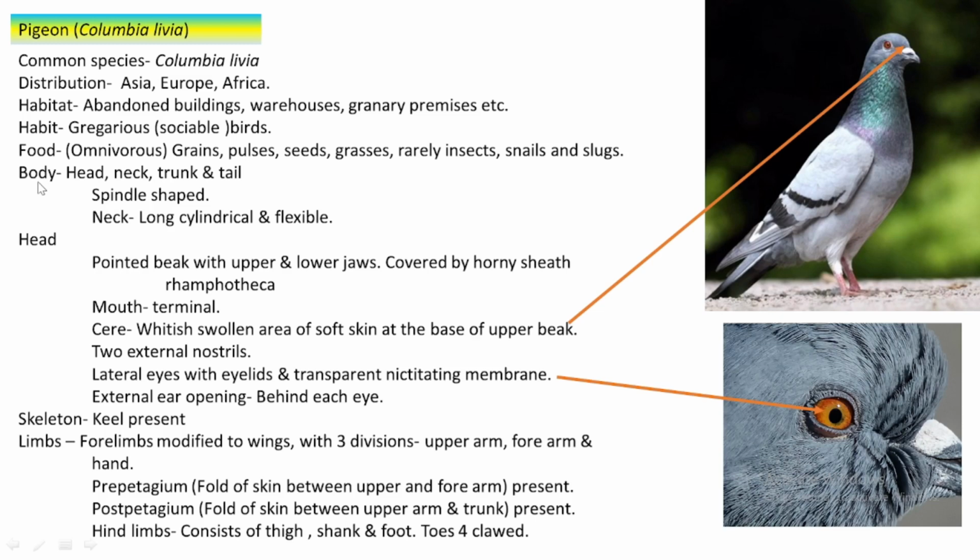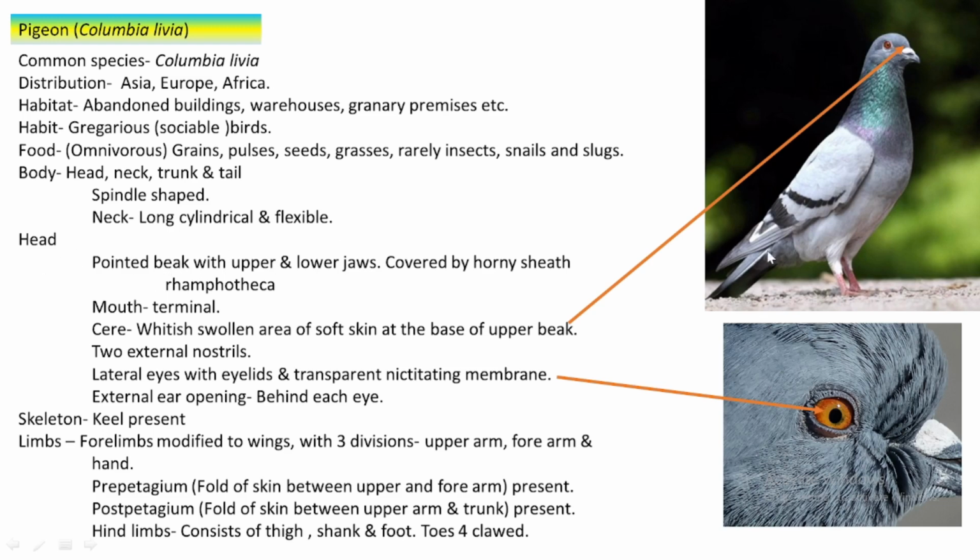The body can be divided into head, neck, trunk, and tail. Its shape is somewhat spindle shaped. The neck is long, cylindrical, and very flexible. And have you ever noticed how the pigeon moves its head? On seeing that, we can very easily understand the flexibility of its neck.